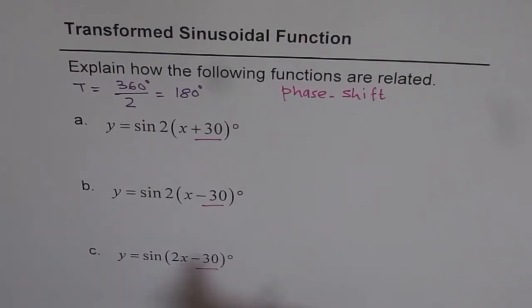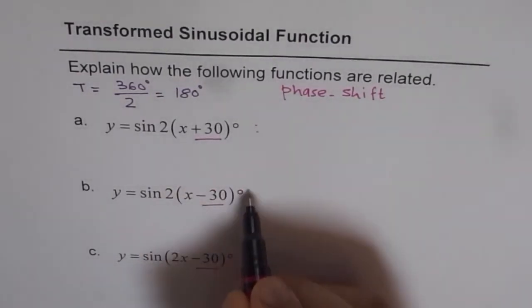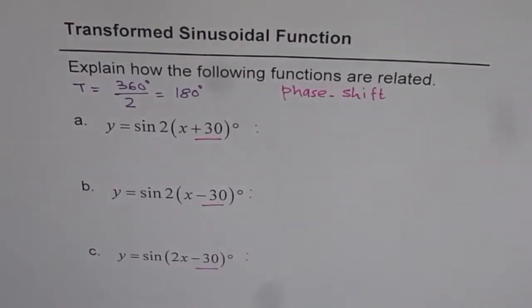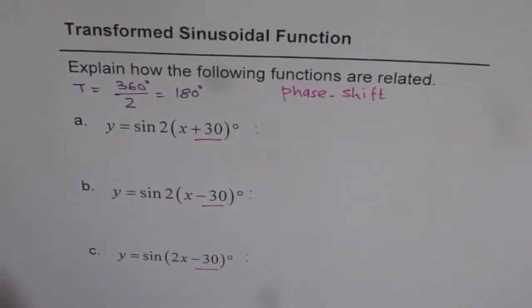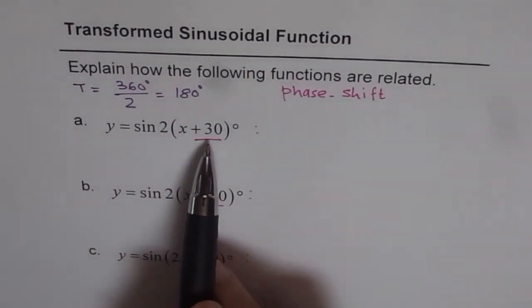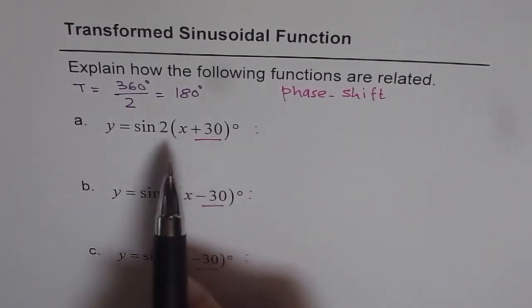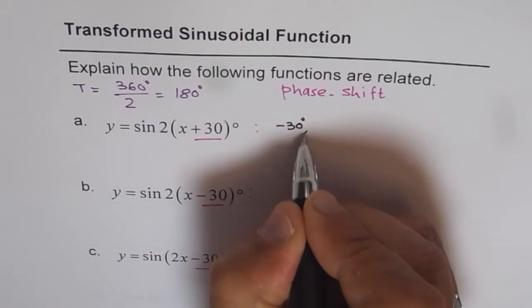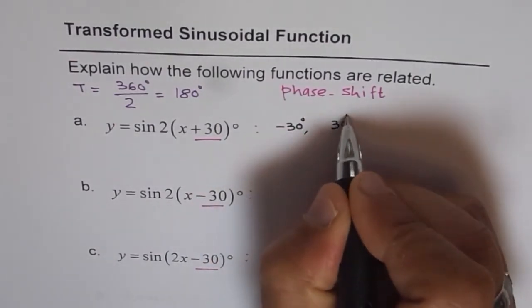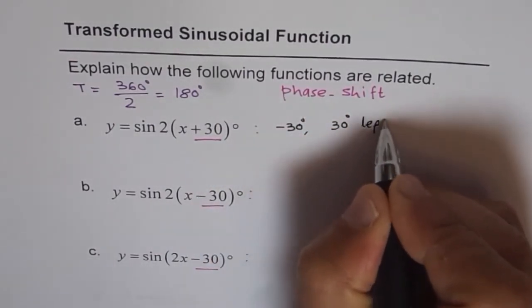Now let's analyze the phase shift for each one of them. In the very first case, which is sine 2(x plus 30) degrees, the time period is 180 and the phase shift is 30 degrees to the left, right? So it is minus 30. That means 30 degrees left.